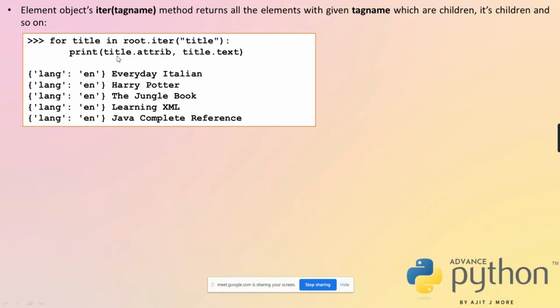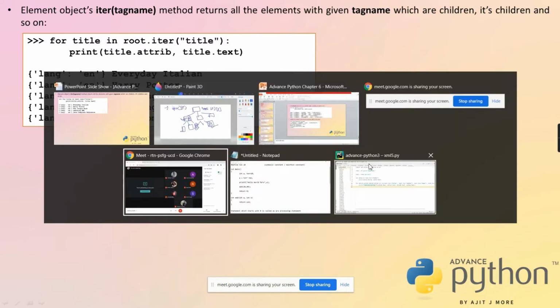Then I gave you one more demonstration, where I wrote root.iter title, then root.iter author, price, year, 4 times, and all 4 return iterables. Those 4 iterables I gave to zip. So what does zip do? It takes each value from each iterable.